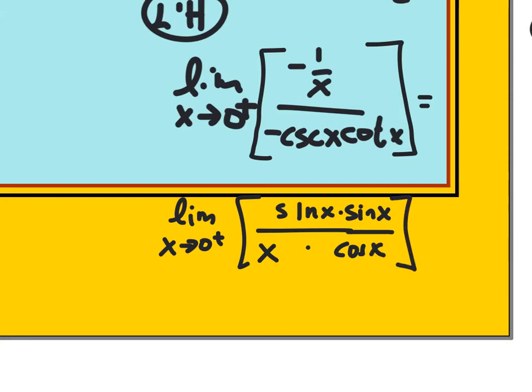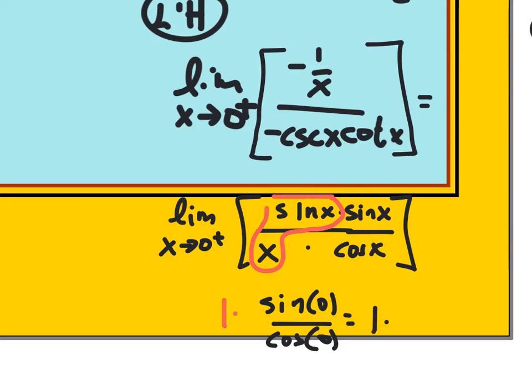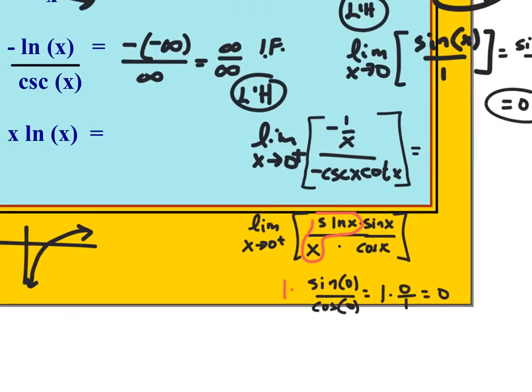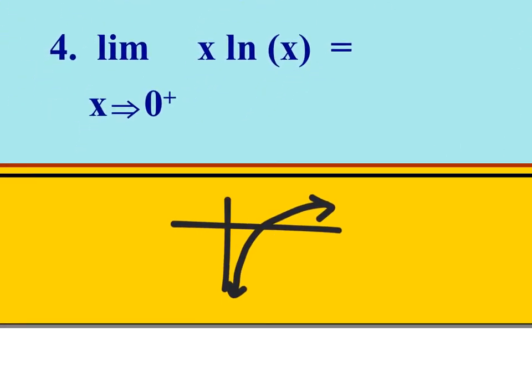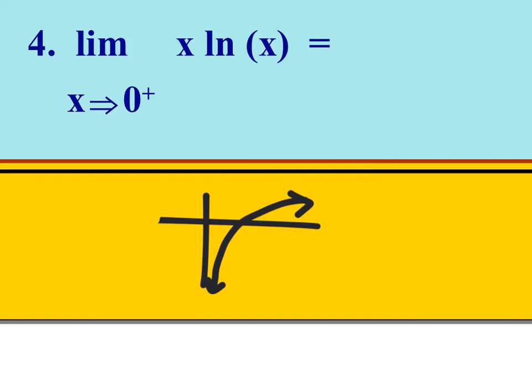Okay, and we've got something we can do here, a little sneaky, but that right there is going to be 1. And here, what will that be? If I do direct substitution, that would be sine of 0 over cosine of 0, which will be 1 times 0 over 1, which will equal 0. So the limit of the original is actually 0, even though it seems at first that it potentially does not exist.